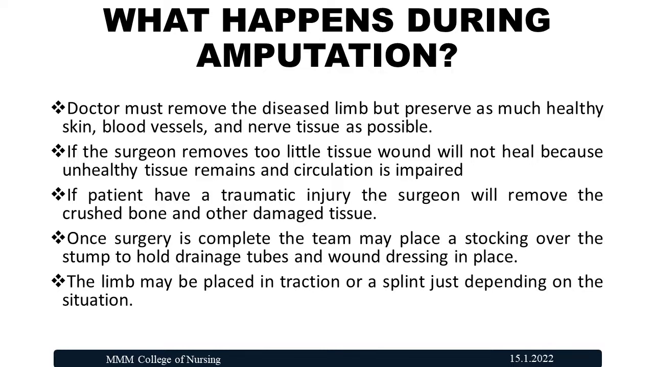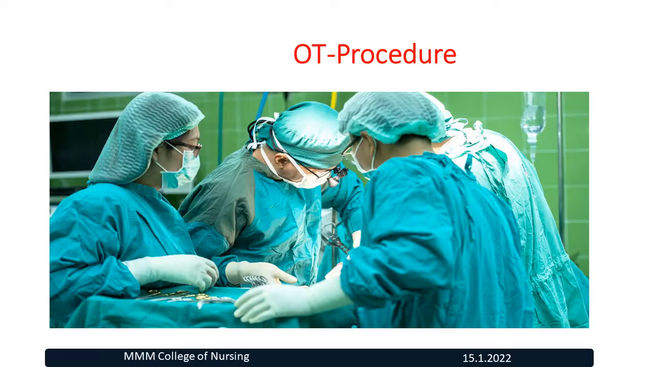Once surgery is complete, the team may place a stocking over the stump to hold drainage tubes and wound dressing in place. The limb may be placed in traction or a splint, depending on the situation. When the patient comes from recovery to the ward, the wound drainage is to be monitored by the nurse, and the stump and the dressing are also to be observed. This is in the OT, how the team members work during the amputation.